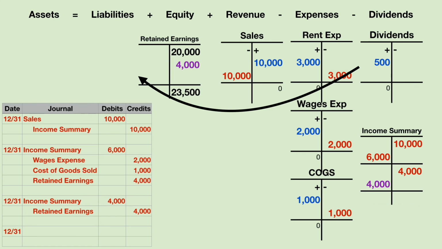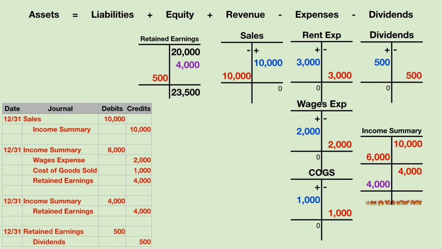Lastly, we'll move the dividends over to retained earnings, just like we did in the two-step method. It's the same thing. Dividends has a debit balance that we're going to move to the debit side of retained earnings. So we will credit dividends for $500, and we will debit retained earnings for $500. That's exactly what we did in the two-step method.